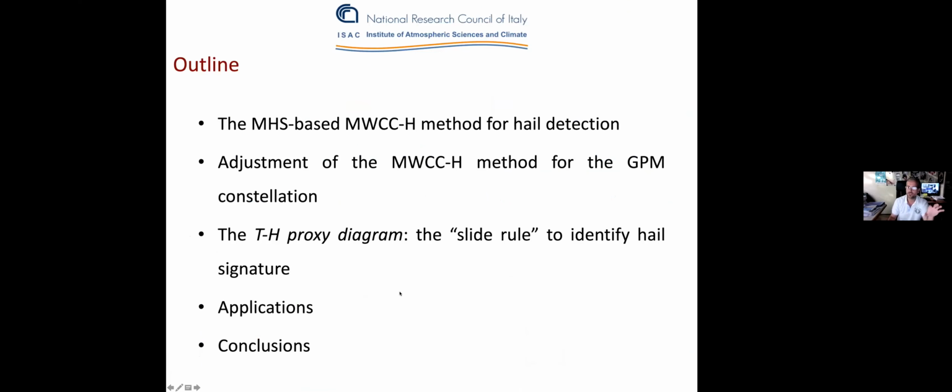The first part of the presentation will focus on the theoretical basis of the method, which is called MWCCH. And in the second part, I will show you some applications and then the conclusions.